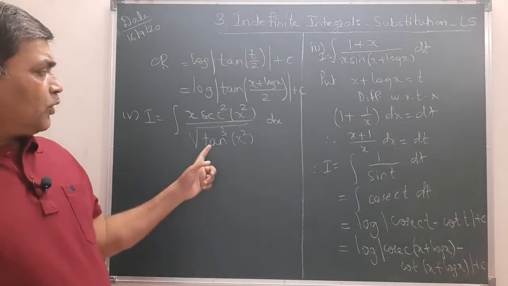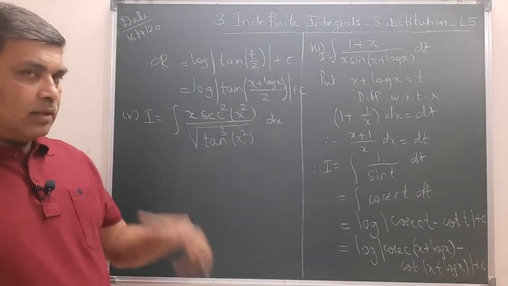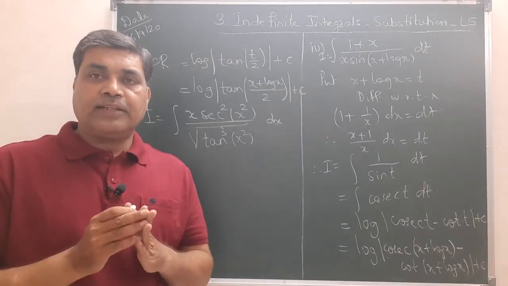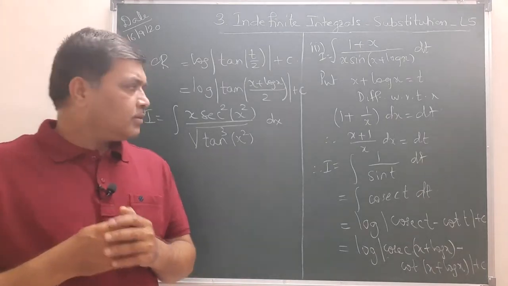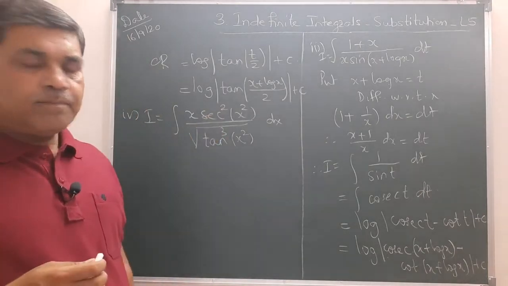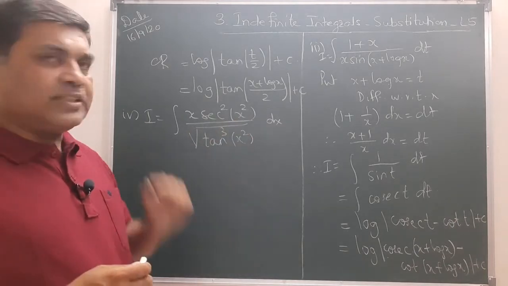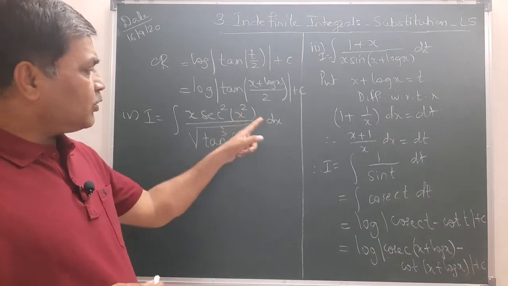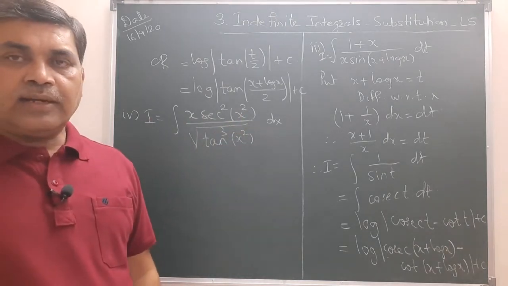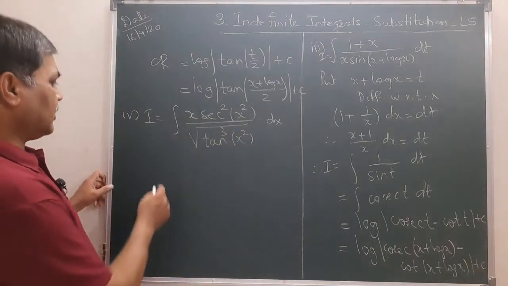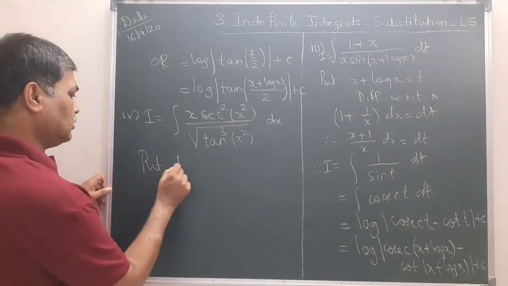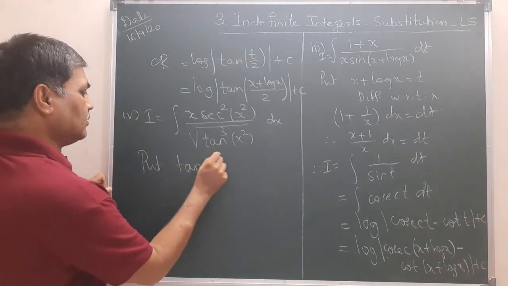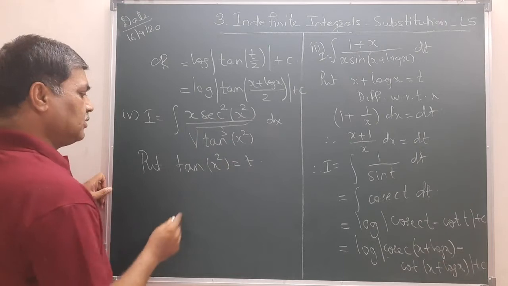See here, we know the derivative of tan theta is sec square theta. So we have a sec square term here, x square is here, x square is here. So we'll put tan of x square is equal to t. Okay, put tan x square is equal to t.